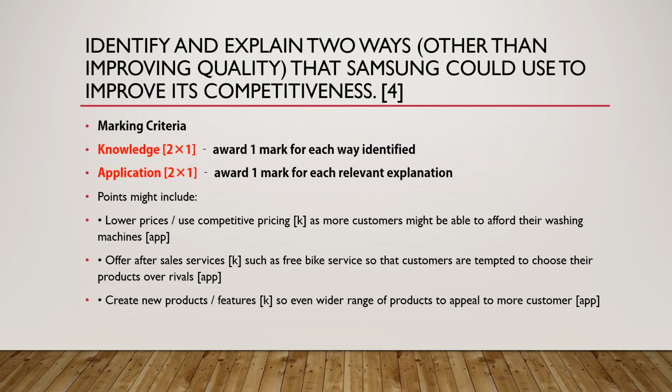So knowledge 2 marks, application 2 marks. The first knowledge point gets 1 mark, the second mark is for the development of that particular point, the third mark is for the second knowledge point, and the fourth mark is for the development, or we can call it the relevant explanation, by referring to the case given or the business given. It can be either the business or the products of the business.